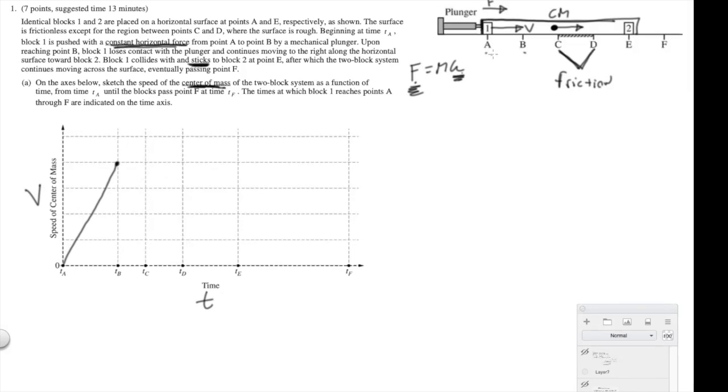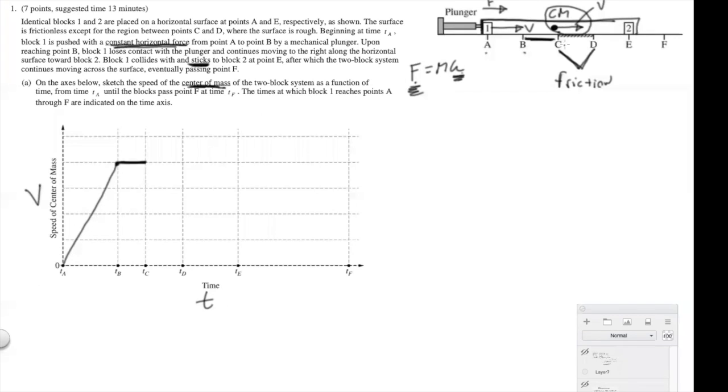Now, at point B, that's where block 1 comes off this plunger. So from B to C, in this region here, block 1 is moving with a constant velocity, which means the center of mass is still going to have a velocity, and that's going to be constant, moving to the right. Block 1 is not going to smash into the center of mass. So the velocity of the center of mass is going to go to a constant velocity like that.